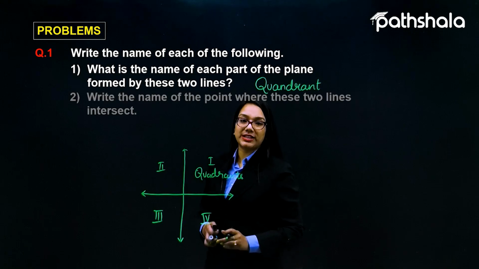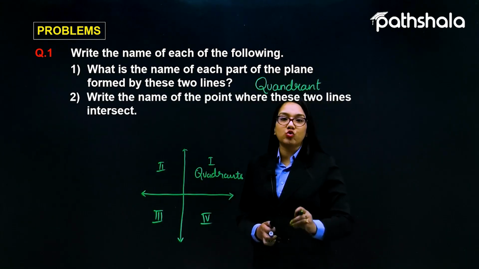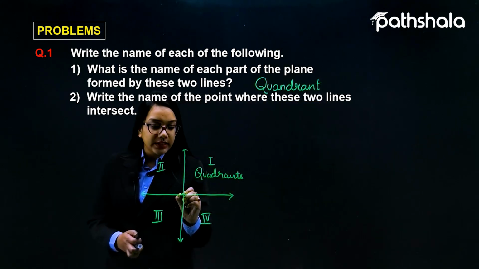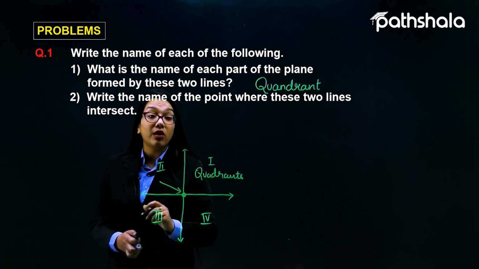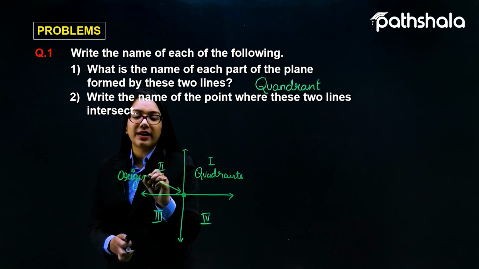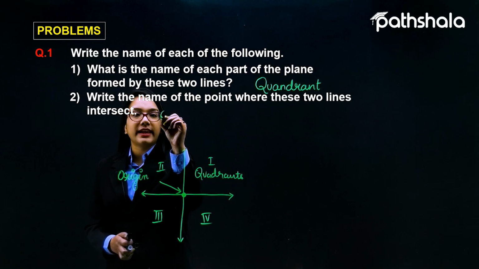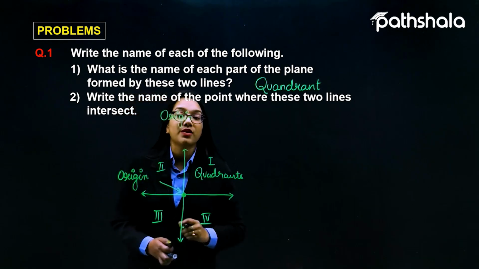Now let's talk about the second part. The second part says: write the name of the point where these two lines intersect. Wherever these two lines intersect, this point is called the origin. So the answer for the second one is origin.